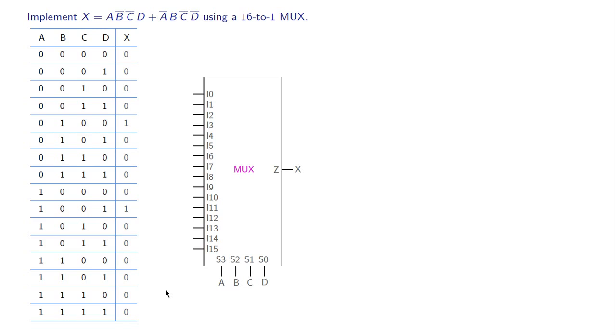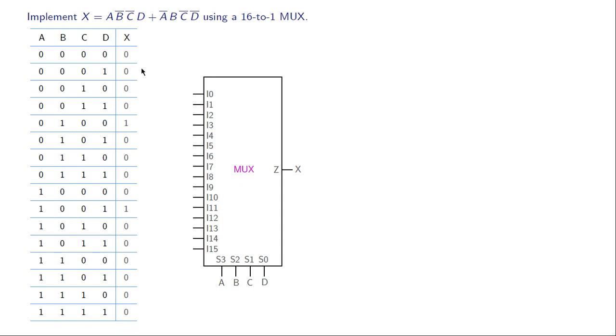Let us first prepare the truth table for x, and step number 1 would be to enumerate all the input combinations, and that is what we have done here. And a systematic way of doing that, once again, is to allow D to change every single entry, C to change every 2 entries, 0, 0, 1, 1, 0, 0, etc. B to change every 4 entries, 0, 0, 0, 0, 1, 1, 1, 1, 0, 0, 0, etc. And A to change every 8 entries. So we have 8 zeros followed by 8 ones.